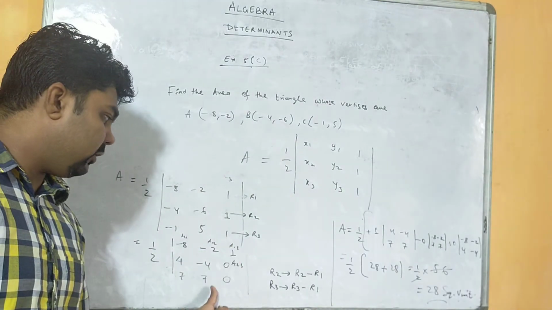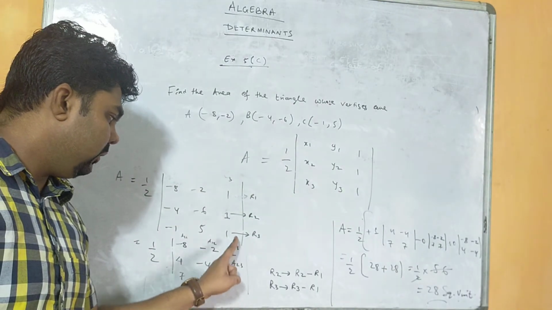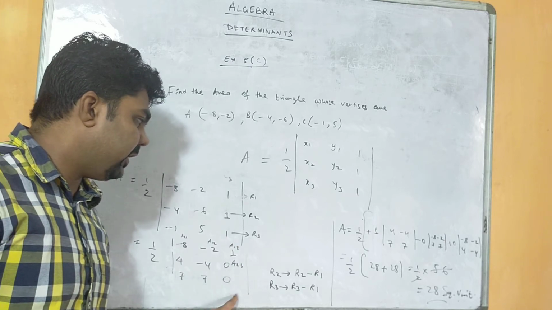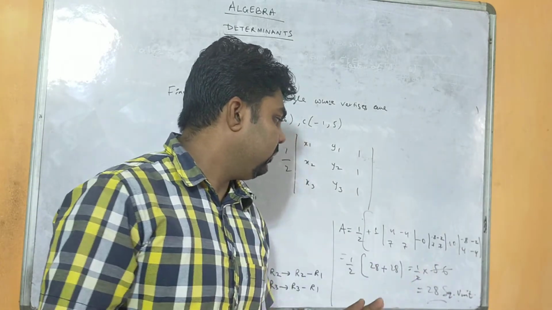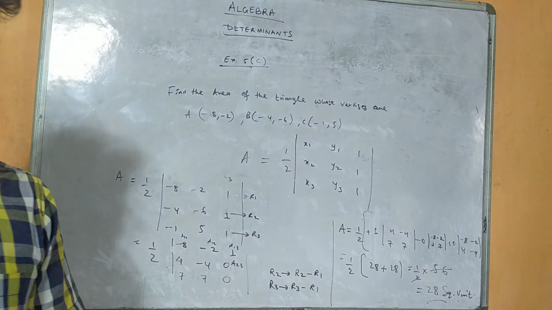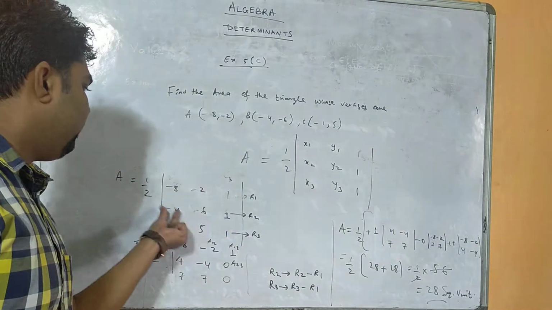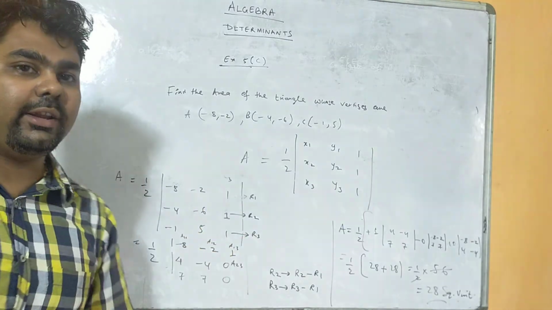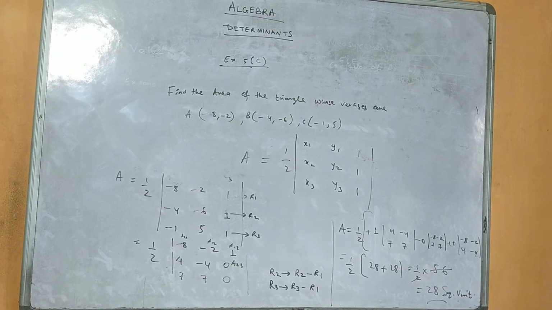So when you expand column number 3, you will get a value only for the 1, because the other two elements are 0, and 0 multiplied with anything will give 0 only. So only for the 1 you have to solve. So easily we can get it. Otherwise you have to find the value of each and every element, and then it will be very lengthy if we don't use the operation.